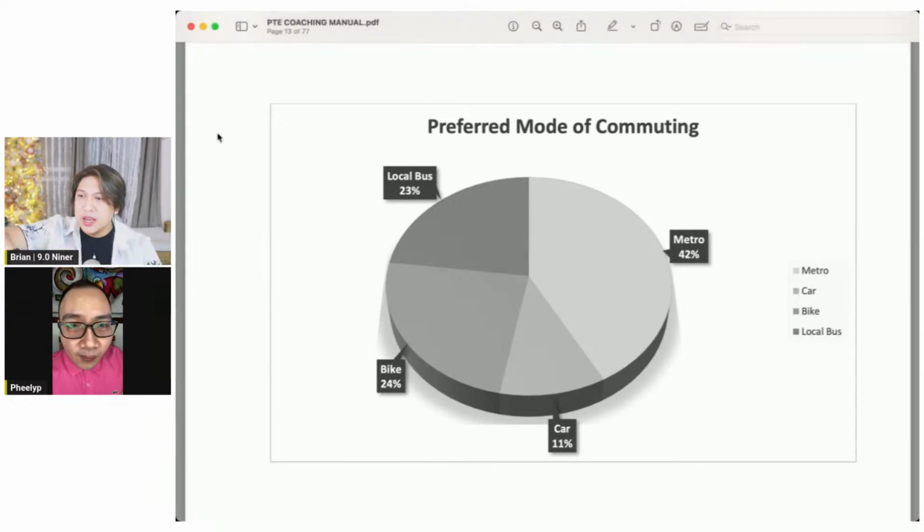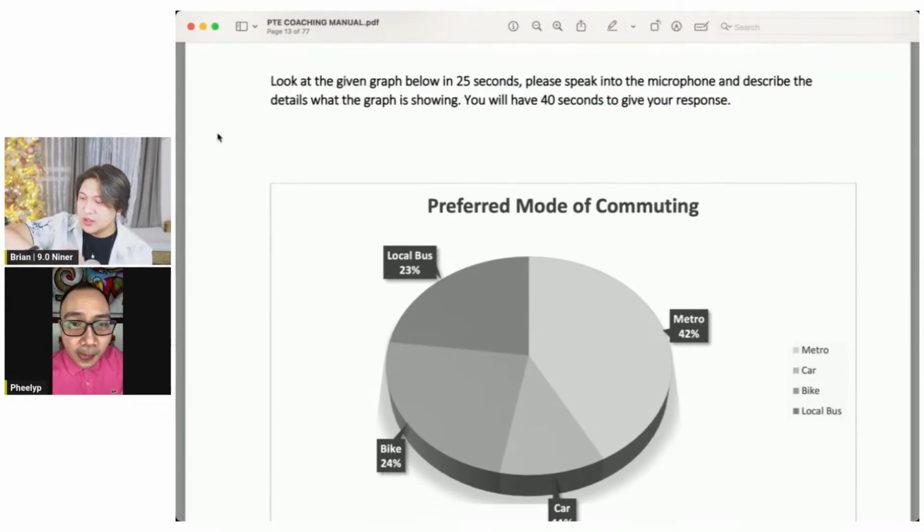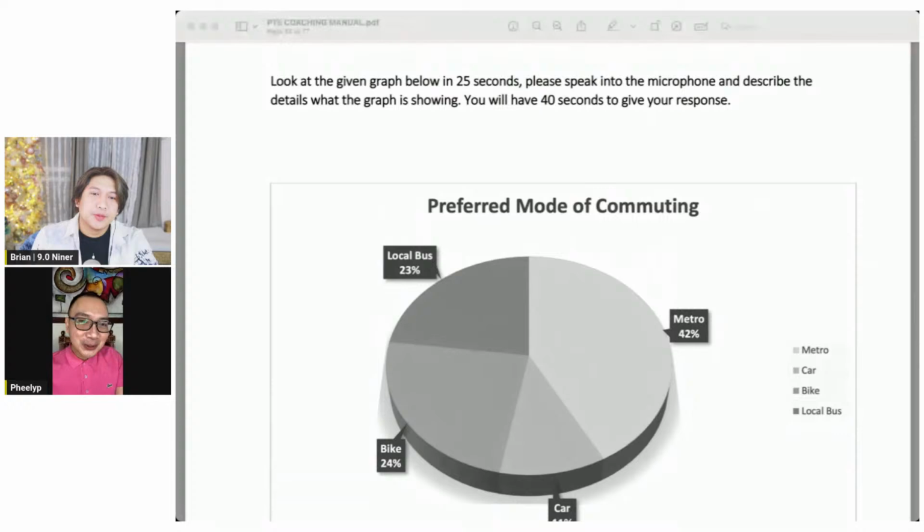So I'm going to give Sir Philip here a total of 25 seconds to prepare. All right, so let's go. Okay, that's 25 seconds. All right, so Sir Philip has 40 seconds to describe the image.